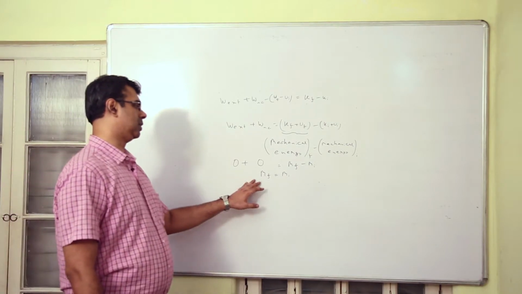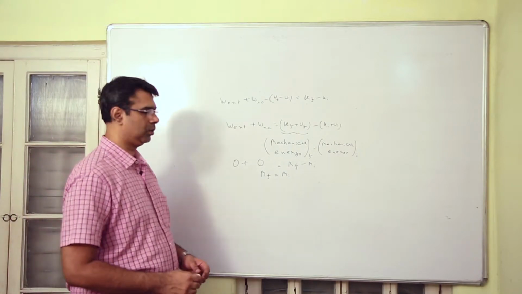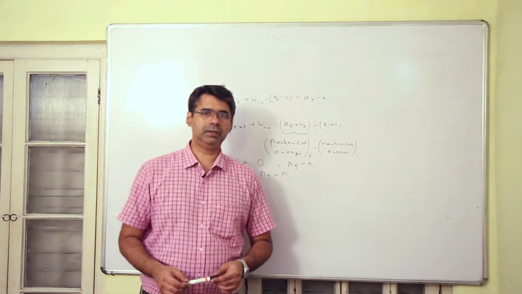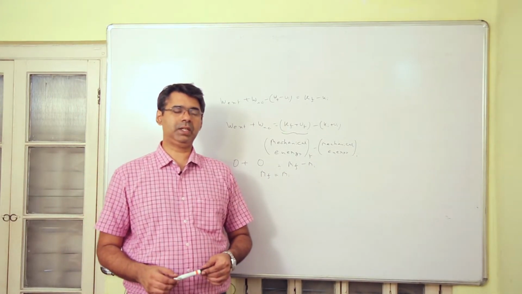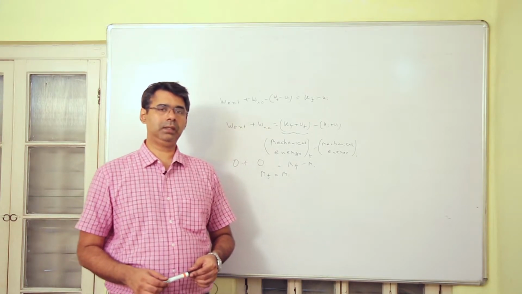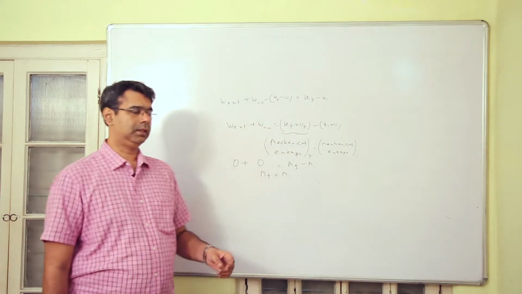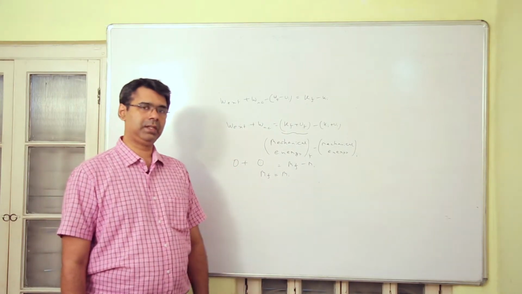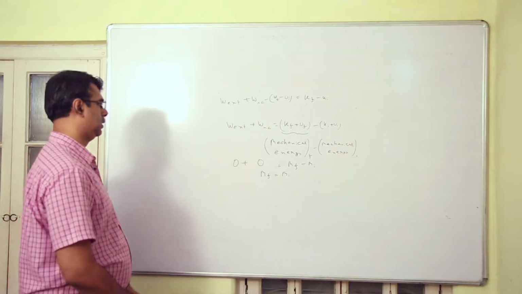So this is known as the law of conservation of mechanical energy. You can just note down the law. The law of conservation of mechanical energy states that if no external forces are acting on a system and all the internal forces are conservative in nature, then the mechanical energy of the system is conserved. So initial mechanical energy will be equal to final mechanical energy.